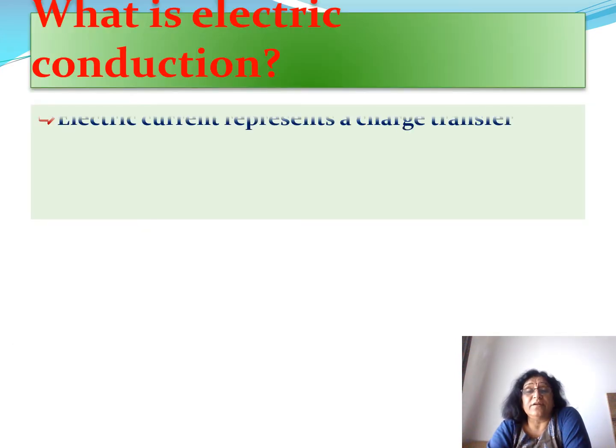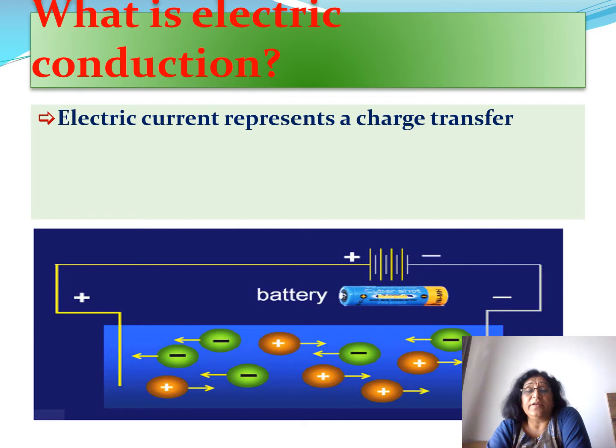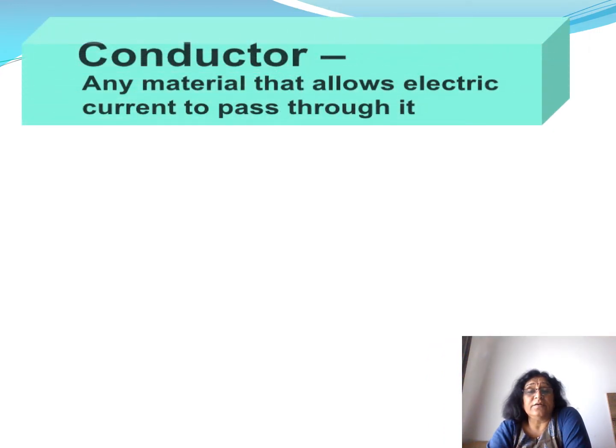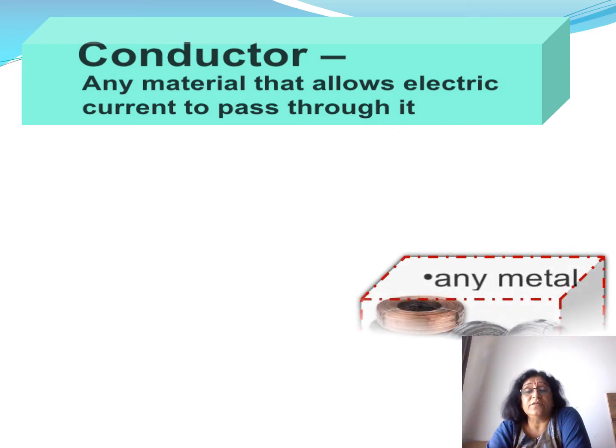Now, what is electric conduction? We all know electric current represents a charge transfer, and a charge transfer or flow of electricity occurs through a substance called conductors. So here in this material, you can see the electrons are flowing from negative to positive. What are conductors? Conductors are the materials through which the electric current can pass. They allow the passage of electric current.